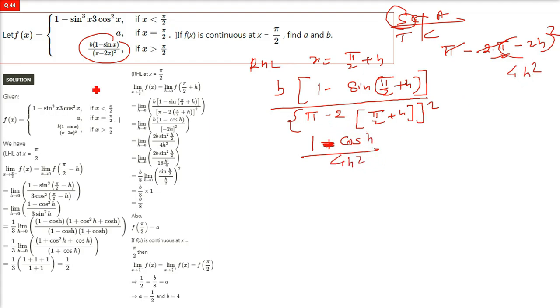Now you see this 1 minus cos h, because 1 minus cos 2 theta is 2 sin square theta, right? So 1 minus cos h can be written as 2 sin square h by 2. This is 2 theta, so it will be theta. And we have in the denominator 4h square. So you can write it as h by 2 whole square in the denominator, you can divide and multiply by h by 2 whole square, h by 2 whole square in the numerator.